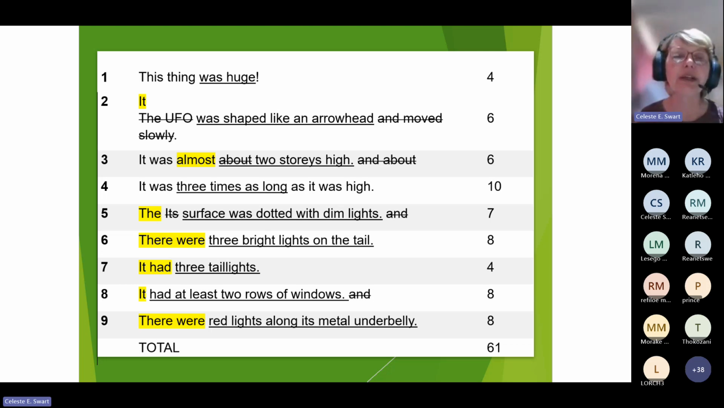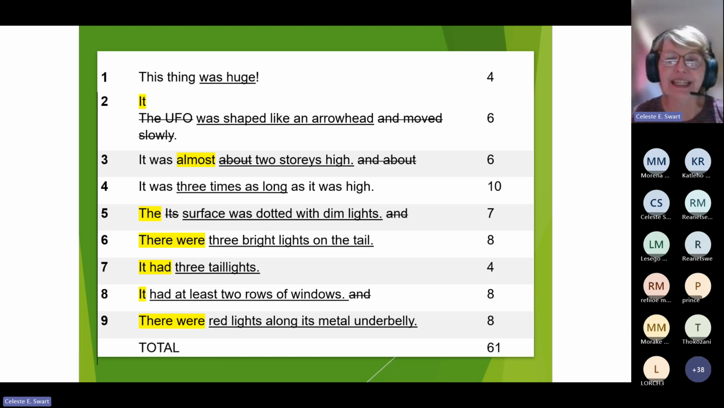We change it to the surface. There were 3 bright lights on the tail. There we have, it had 3 taillights. It had at least 2 rows of windows. There were red lights along its metal underbelly.